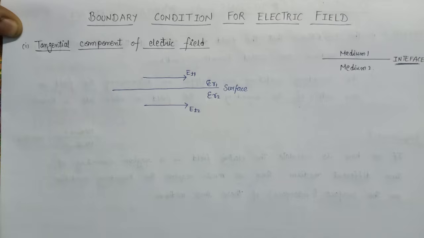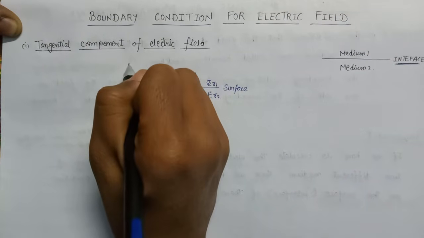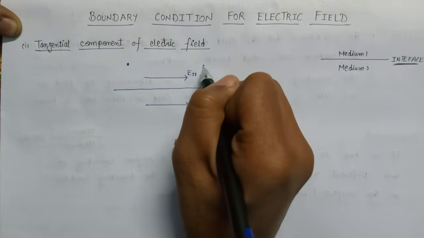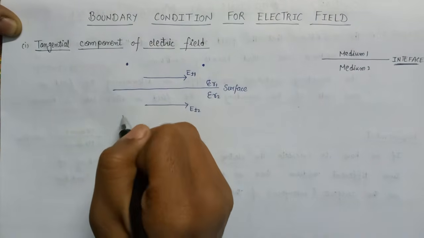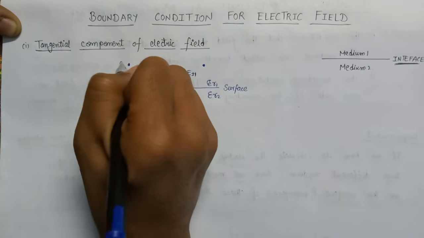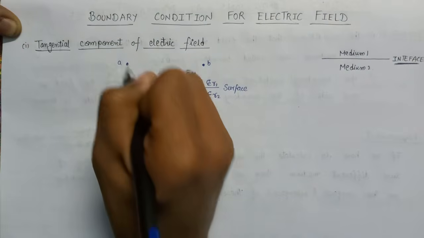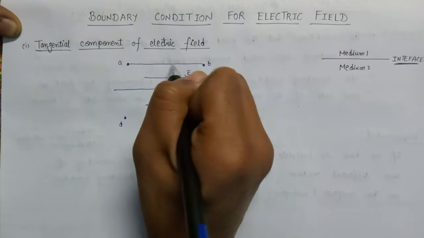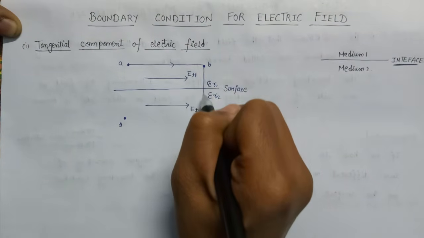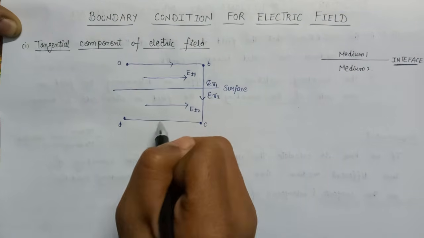Now let us consider a closed loop in the clockwise direction, following the four points A, B, C and D. So here is A, B, C and D, and it is making a closed loop in the clockwise direction. So here is the clockwise direction.